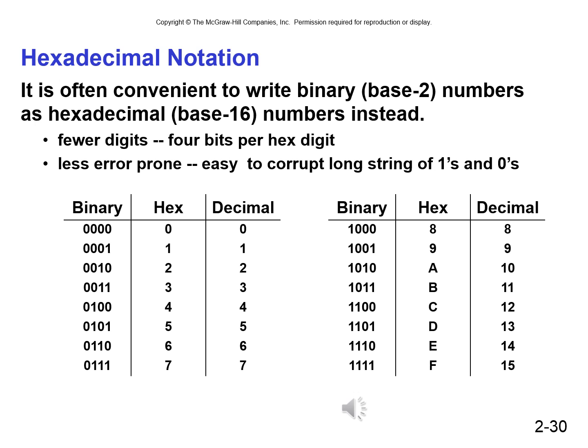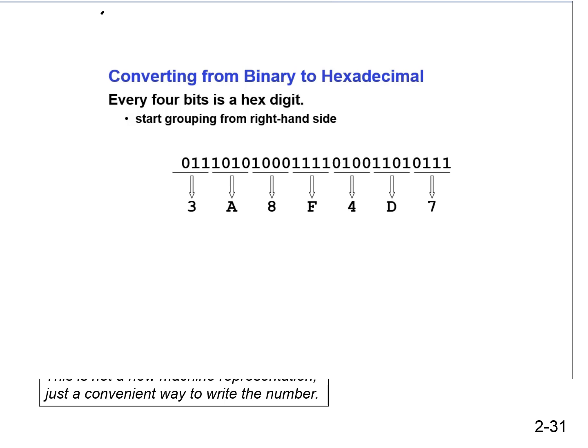Let's take a look at that. One way of thinking of hex is that it's not a new numbering system. It's just a more convenient way of representing large binary numbers. Base 16 versus base 2. So here we have a binary number, a large binary number, and we want to convert it to hexadecimal.